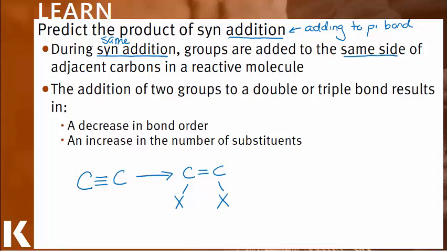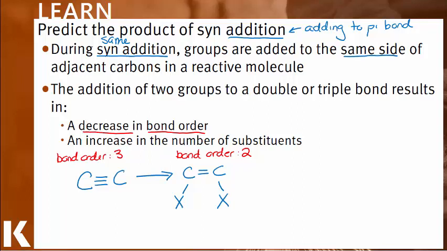Now we're going to look first at the bond order, defined as the number of bonds that you have between your two atoms. So in our alkyne, our bond order would be 3, since we have 3 bonds connecting our 2 carbons. After that addition, we now have one less bond between our 2 carbons. We only have 2 bonds now, so our bond order would be 2. So during an addition reaction, we will see a decrease in that bond order.